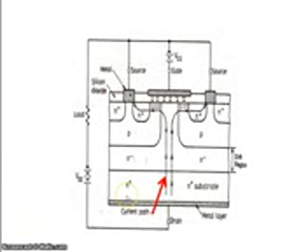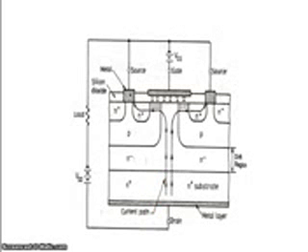So now in this figure, when the gate circuit voltage is 0 and VDD is present, then the N minus P junction is reverse biased and no current flows from drain to source.